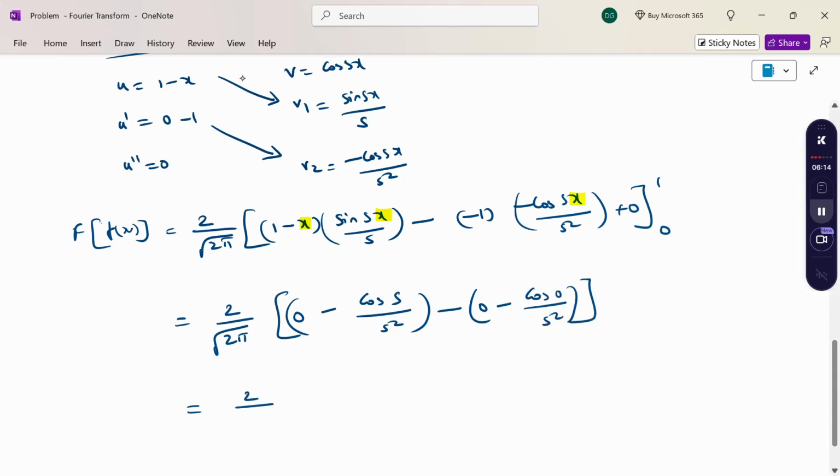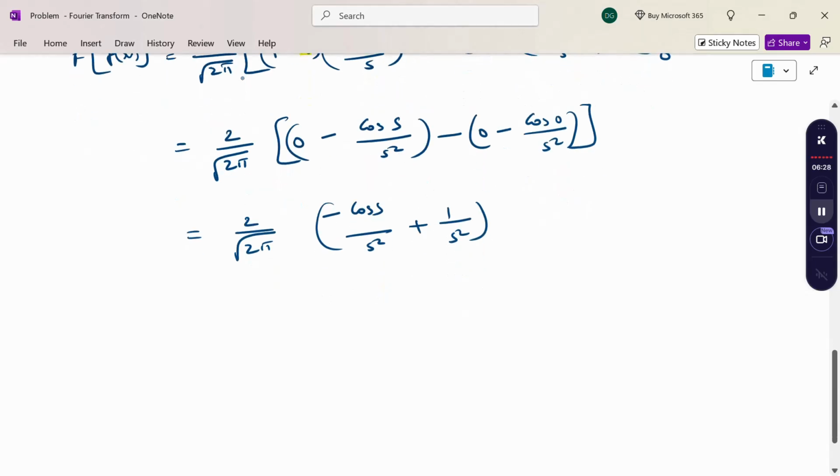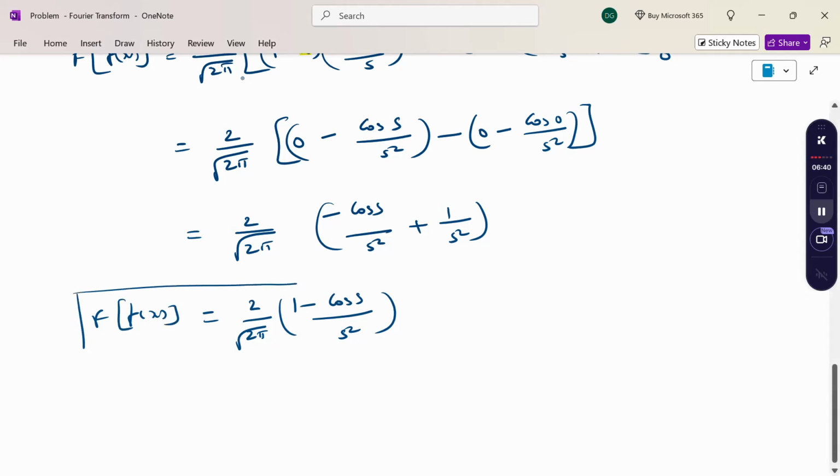Therefore 2 by sqrt(2 pi) times [-cos s / s^2 + 1 / s^2]. So if the problem asks only for the Fourier transform, this is the answer: 2 by sqrt(2 pi) times (1 - cos s) / s^2. So this is our Fourier transform.